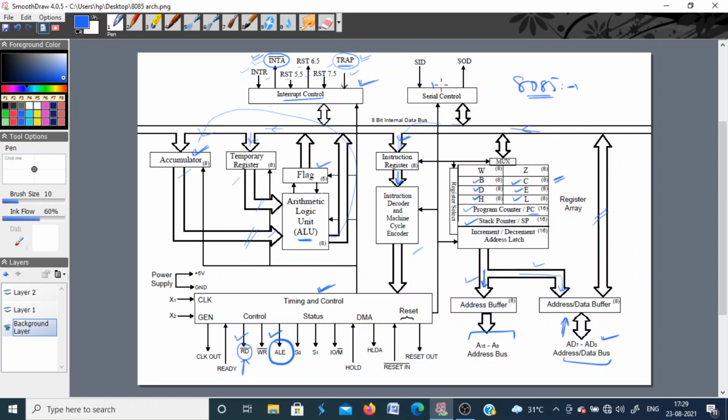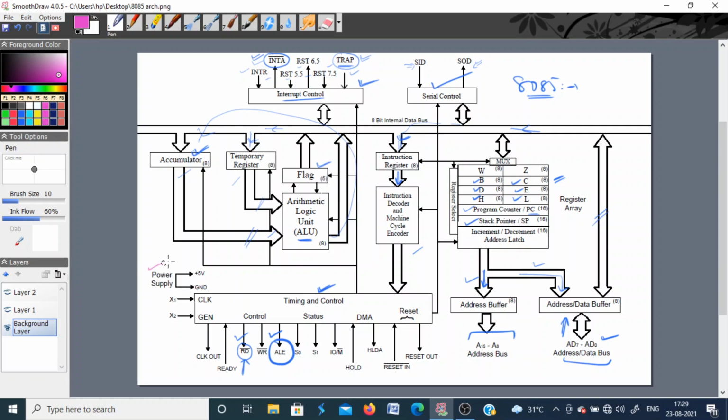Then we come to serial communication. We have two pins for serial input data and serial output data. We discussed the meaning of serial communication: you are transmitting one bit at a time. That is what serial communication is. And then there are some more signals which we have to discuss now.